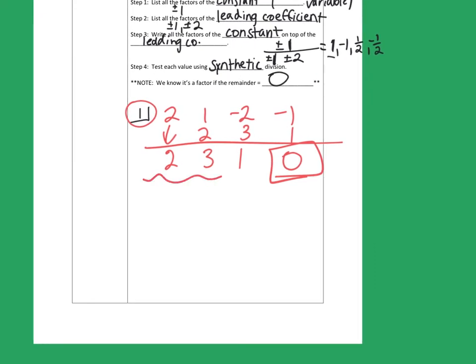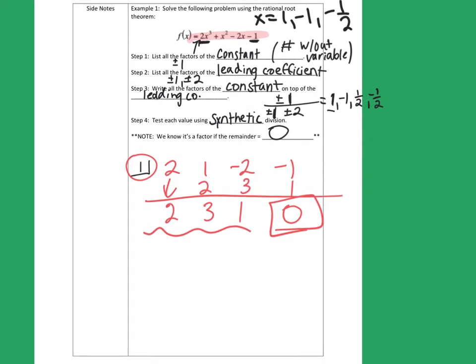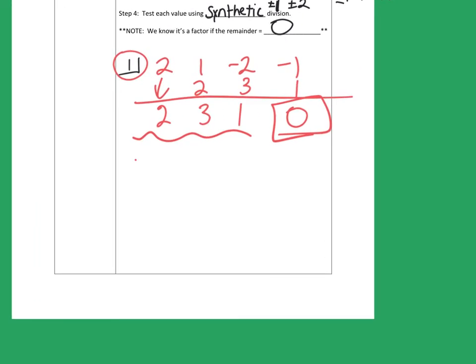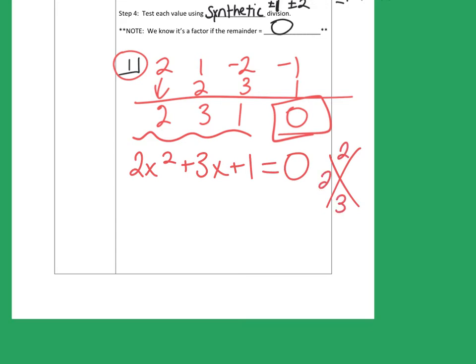So now, I've got a leftover polynomial. I know that my very first term is going to have an exponent of 2, because that's 1 less than 3. 2x squared plus 3x plus 1 equals 0. And now I just need to factor this. So let's try that. I'm going to try the X method. 2 things that will multiply to 2 and add to 3. 2 and 1 will work.